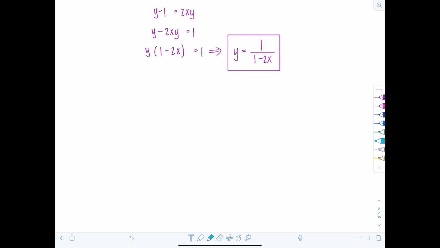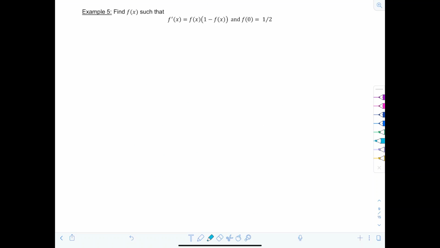I got one more example for you guys. How's it going so far? Do you like this section? I think it's pretty fun.